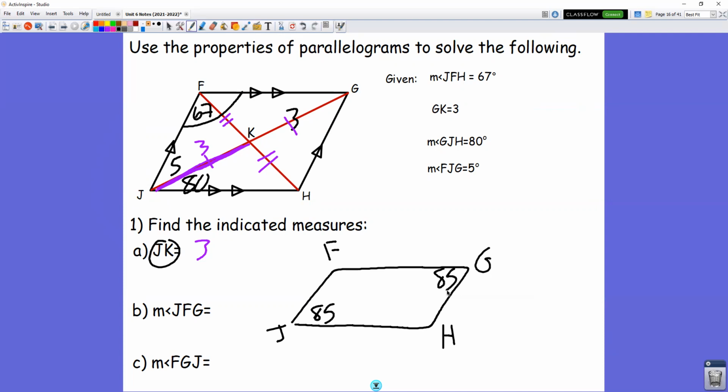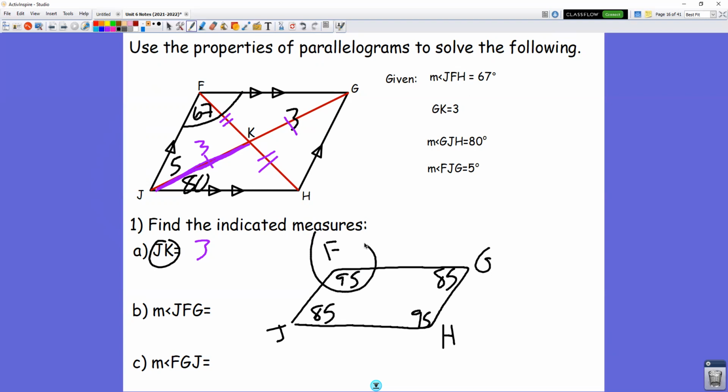Because it's an opposite angle of J. Now let's use property 4 that says consecutive angles are supplementary. And so that means the angles next to the 85s, if we subtract those from 180, makes the missing angles at F and H both 95. All right, so now we've got our diagram filled in. Now we can see if we can answer the question.